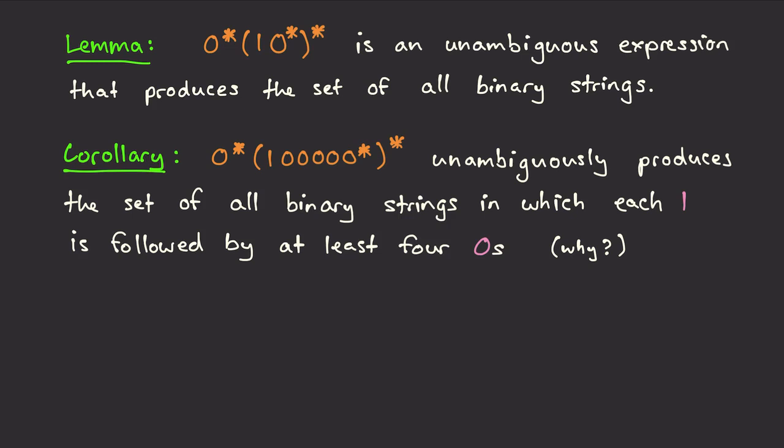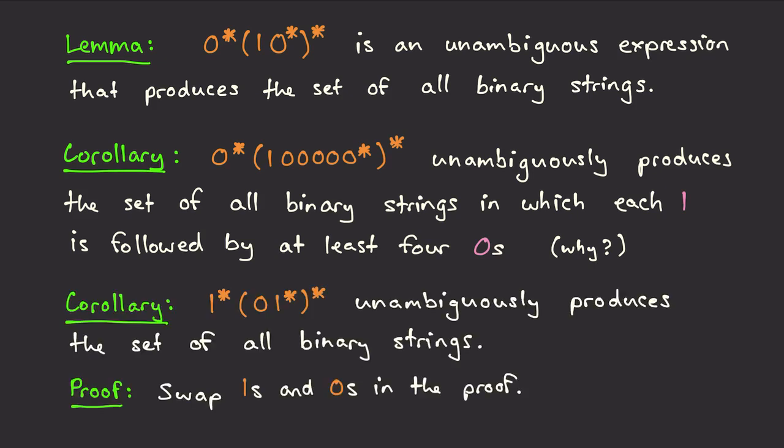Another trick we can play when we have an expression which unambiguously produces all binary strings is swap the zeros and ones in that expression. By the symmetry between zeros and ones, that also gives an unambiguous expression which produces the set of all binary strings. To prove this, we would simply swap all the ones and zeros in the original proof. The reason we might want to do this swapping is because after swapping, it can sometimes be easier to modify the expression to describe the set of strings we're interested in.